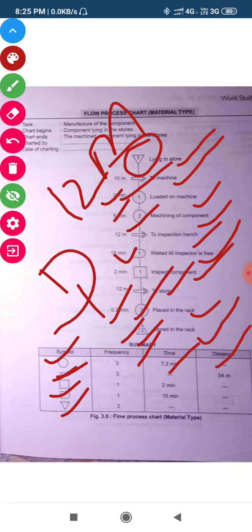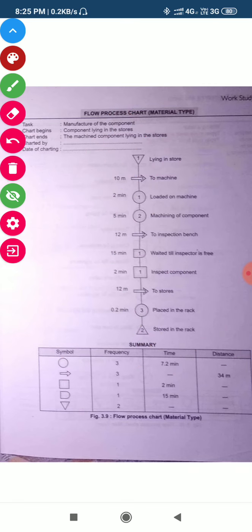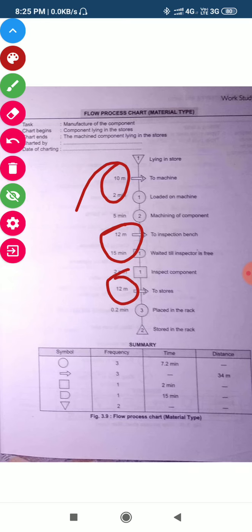Distance is not traveled because the operation is happening in a single place, so that is why distance is not mentioned. Again, for the transportation, first our raw material is transported from the storage place to be loaded to the machine, where it takes 10 meters. It is clearly mentioned here that 10 meters in the transportation, and again 12 meters in the transportation, and again 12 meters in the transportation.